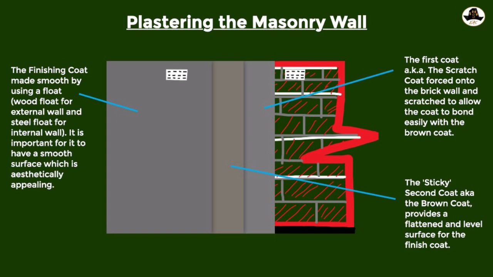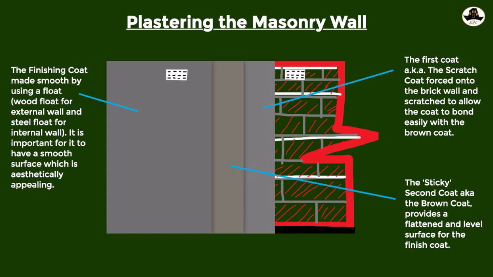Okay, so after the building of the wall, we now look at plastering the masonry wall. So maybe you're not so satisfied with the masonry outlook, so either you can put facings in front of the walls that you've already built just for aesthetics, but maybe if you're not satisfied, you can plaster your wall. And we have the first coat, which is also known as the scratch coat. Basically, we just scratch the surface of the coat after applying it onto the brick wall, and scratch to allow the coat to bond easily with the brown coat.